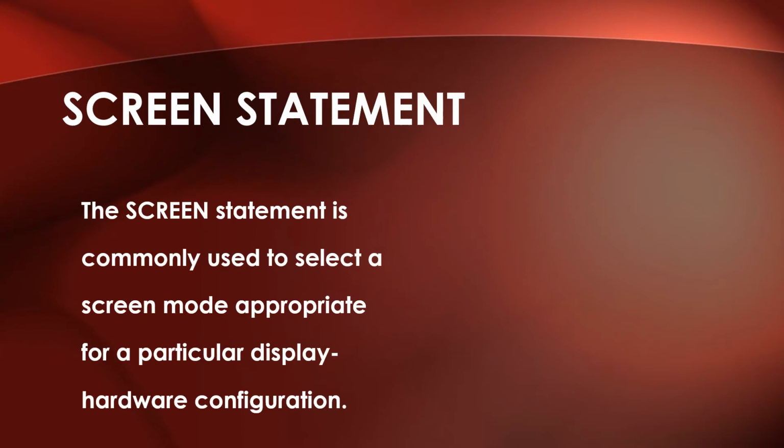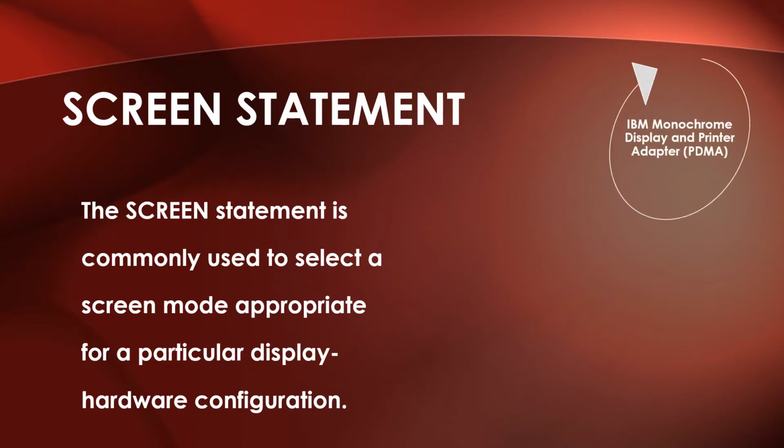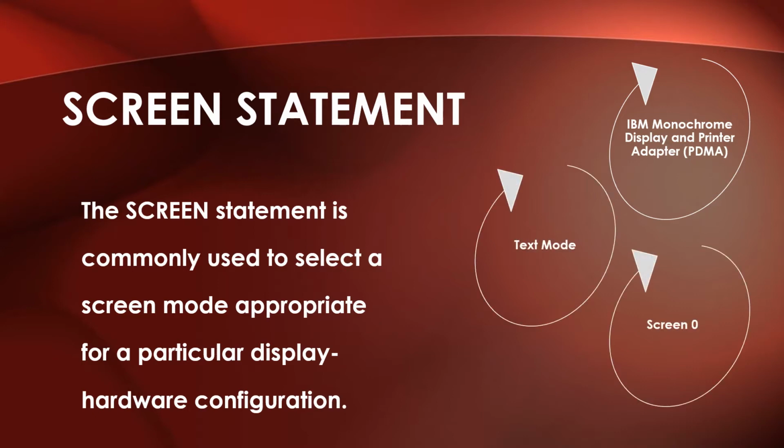The SCREEN statement is commonly used to select a screen mode appropriate for a particular display hardware configuration. For example, on the IBM Monochrome Display and Printer Adapter, MDPA, made by International Business Machines, we can use only text mode, with SCREEN 0.